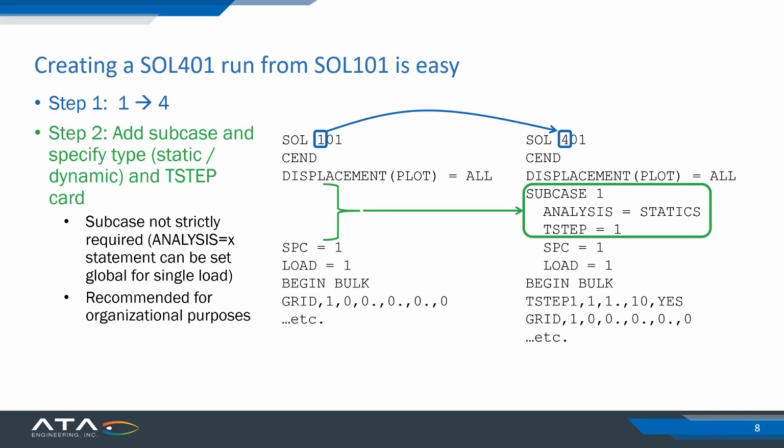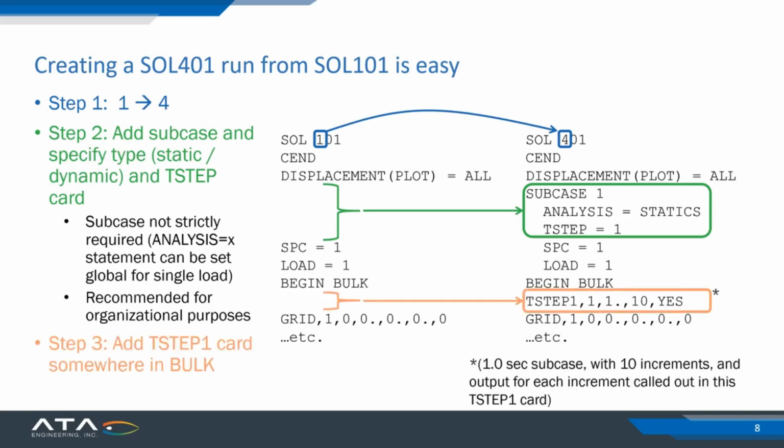And then the other thing that you're also going to be adding is a callout to a TSTEP card, which you then have to add in the bulk data section later, because that is defining how the solution proceeds through time as it steps. So in this case, we're defining a 1 second subcase with 10 increments, and we're requesting output at all of those increments.